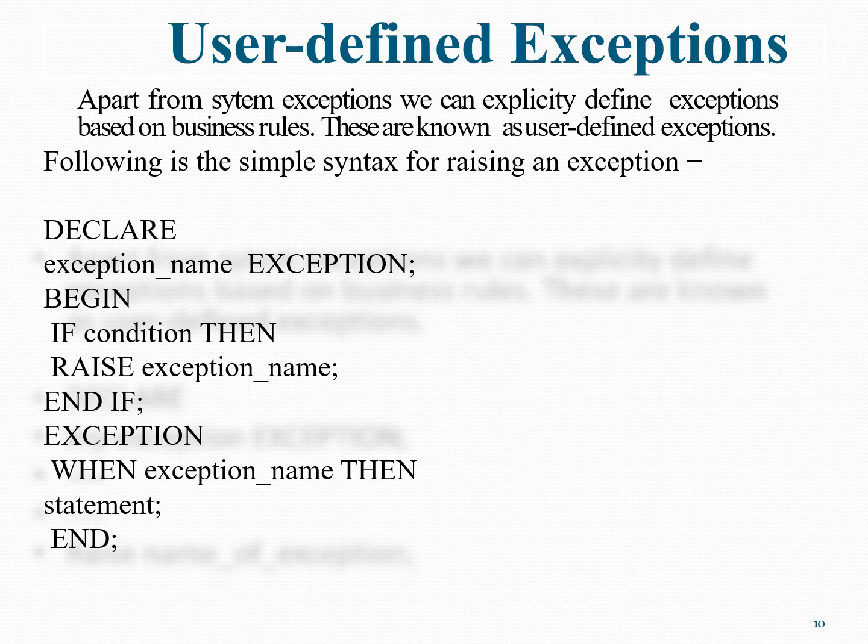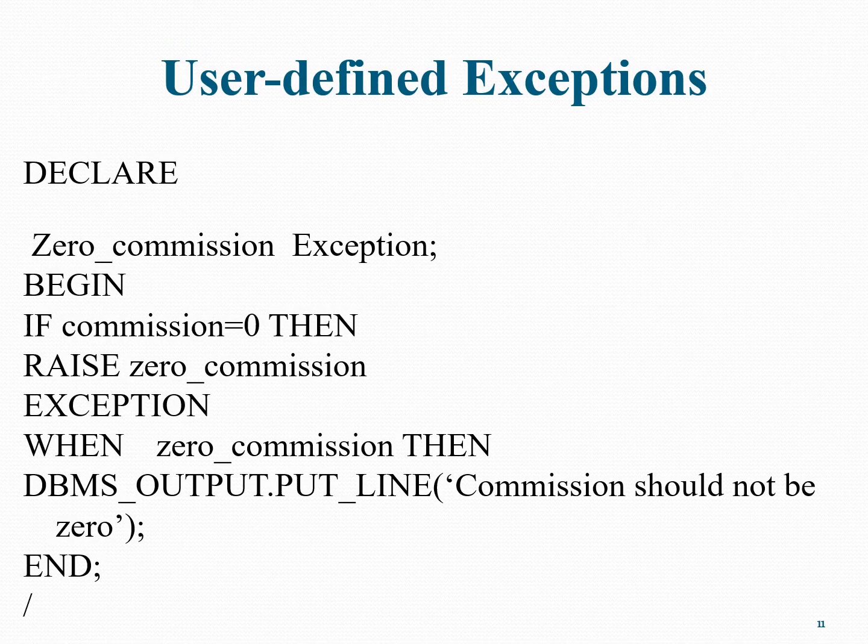In the exception handling part, we will see whether that particular exception name is present. So when exception name, then statement. In this case, we will match the name of the exception raised in the condition with the name of the exception that we had defined in the exception section, and the statement corresponding to that block will be executed. So this is how we can define our user-defined exception. Here we will see how we can define our user-defined exception using a simple example.